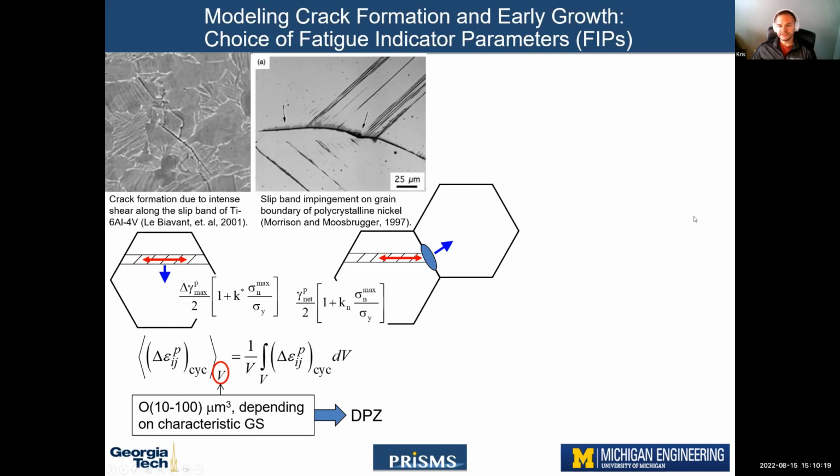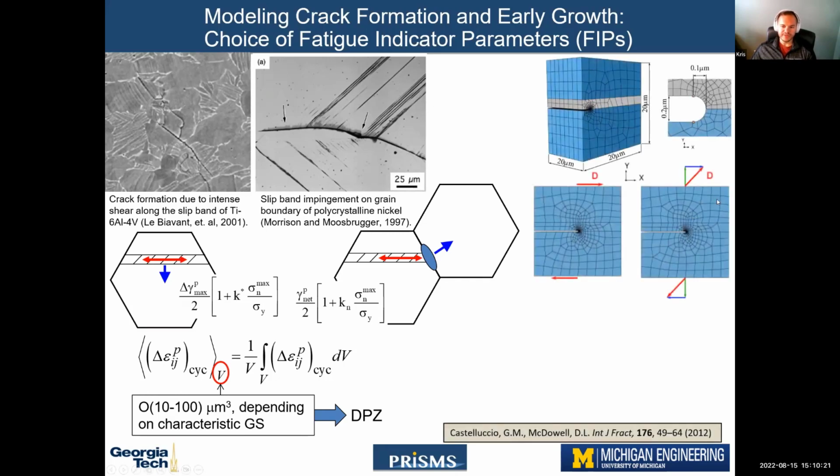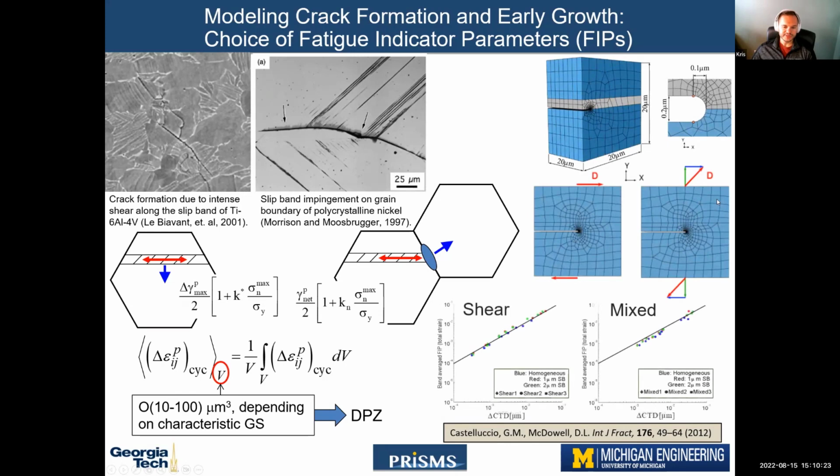The reason we could use these FIPS as surrogate measures for the driving force for fatigue crack formation is because some previous work in our group at Georgia Tech showed a close correlation between a crystallographic version of the Fatemi-Socie FIP and the crack tip displacement range as shown here. So this advocates the use of this FIP as a surrogate measure for the driving force for fatigue crack formation.